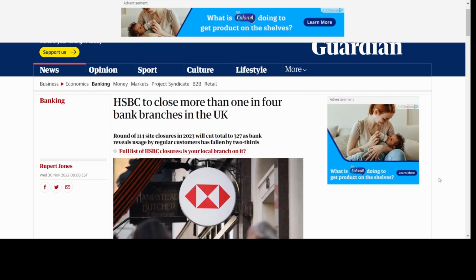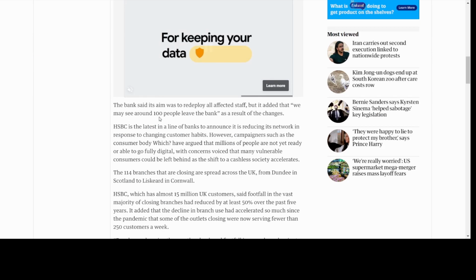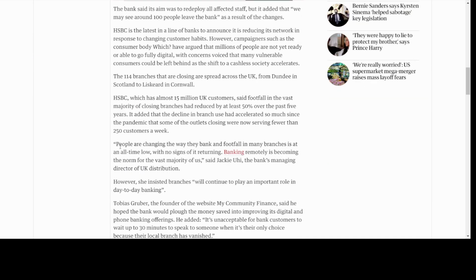So as we're facing this liquidity crisis and going to a more digital payment system, you have banks like HSBC that are closing 1 in 4 of their bank branches. So it's going to be around 114 banks that are shutting down. And the main catalyst for this, they say, is that people are changing the way they bank, and foot traffic in many of these banks is at an all-time low with no signs of it returning. Banking remotely is becoming the norm for the vast majority of us.